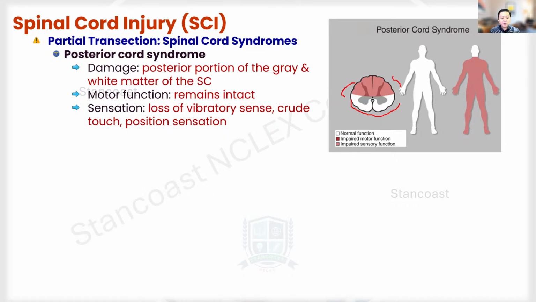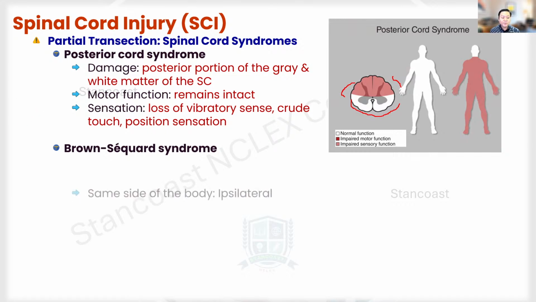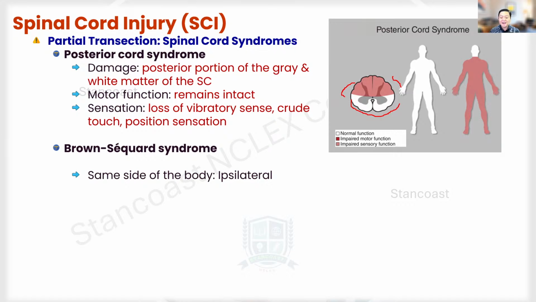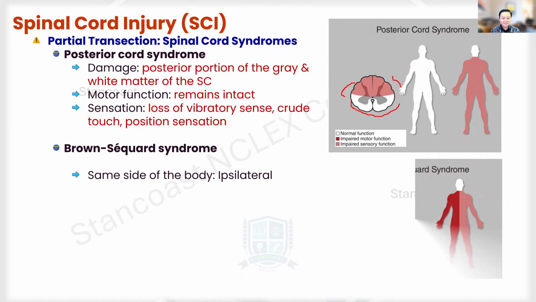Now, as we go to the next one, this is what we call Brown-Séquard syndrome. So what is this basically? Well, the patient will have an alteration in their motor function. So basically, the patient will have damage to one side of the body. So let's take a look at this picture right here.